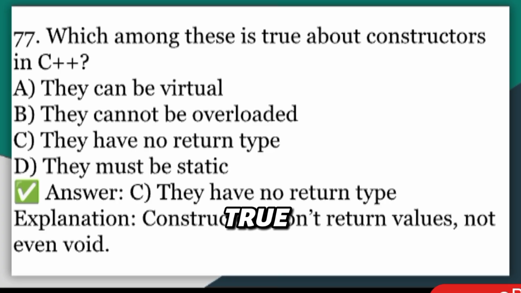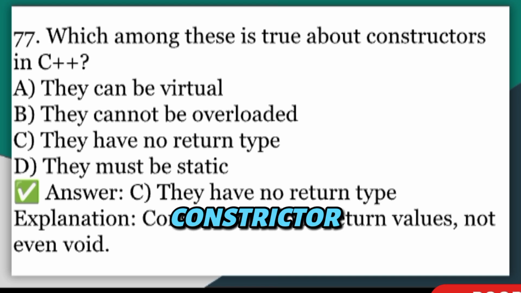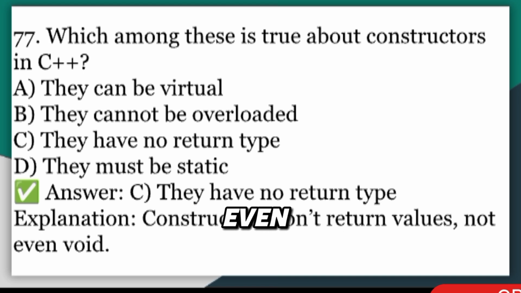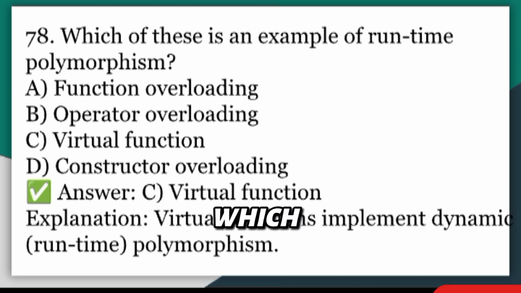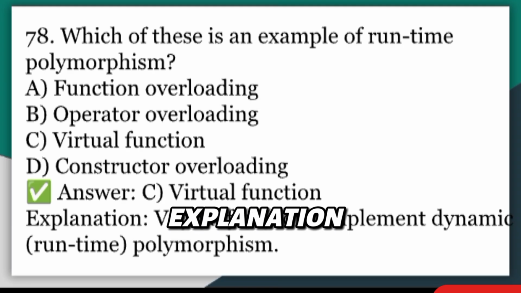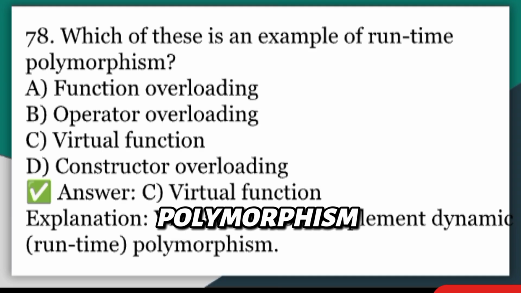Question number 77. Which among these is true about constructors in C++? So the right option is C, they have no return type. Explanation: constructors don't return a value, not even void. Question number 78. Which of these is an example of runtime polymorphism? So the right option is C, virtual function. Explanation: virtual functions implement dynamic runtime polymorphism.